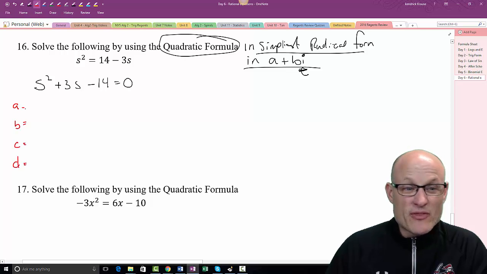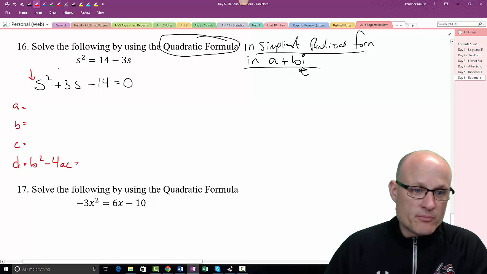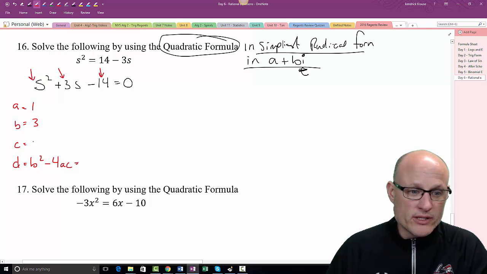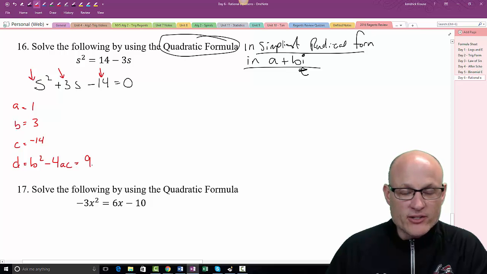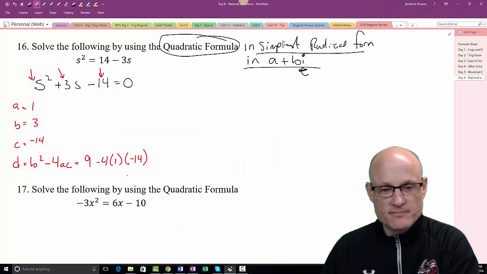Now, D stands for the discriminant, b squared minus 4ac. This is A, this is B, and this is C. Remember, these are just numbers. So 1, 3, negative 14. And here we're going to do b squared, which is 9. Don't write 3 squared, write 9 minus 4 times 1 times negative 14. Just type that in your calculator. You should use parentheses and you get 65.